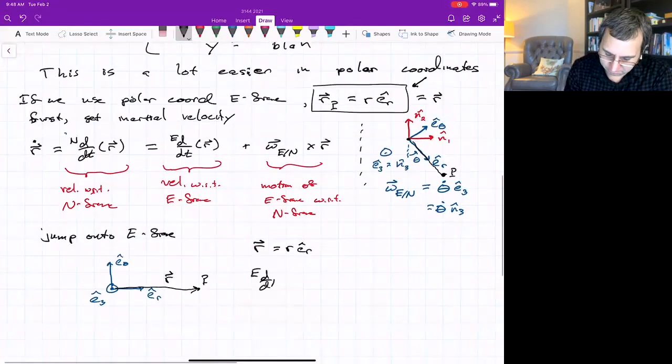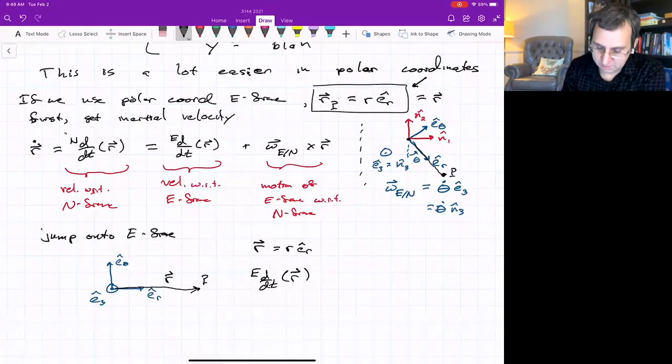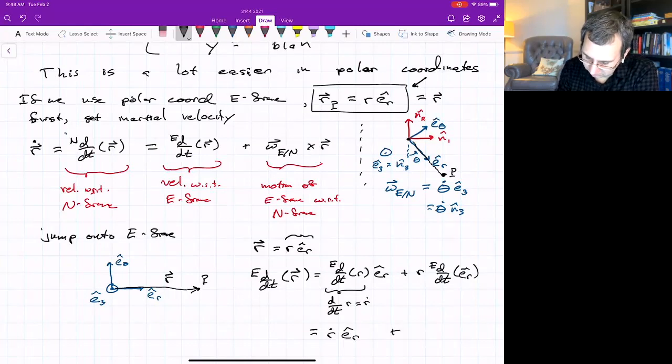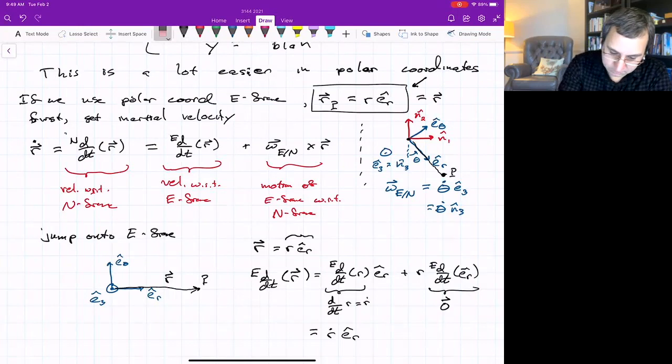So R is just R E_R. If I were to take the derivative of this vector R, well, now I've got a scalar times a vector, so I would use the product rule. So this becomes the derivative of scalar R times E_R plus R times the derivative of E_R. The frame doesn't matter when you're taking the derivative of a scalar. So this is the same as d by dt of R, or we'll call that R dot. So just collecting what all of these things are, we've got R dot in the E_R direction, plus, what's this? This is the time rate of change of the E_R unit vector with respect to the E frame. The E_R unit vector is attached to the E frame, so this is not changing. So we don't have any other term. That's all we've got.